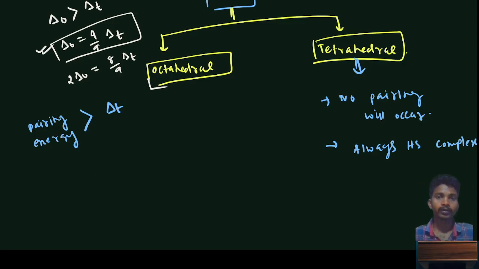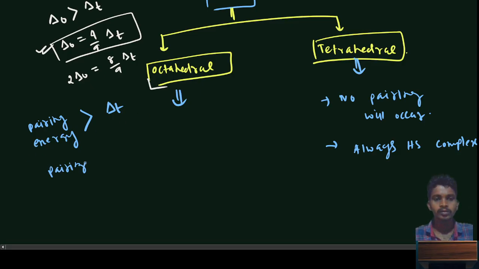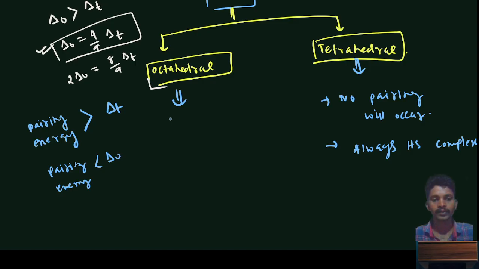And for the octahedral case, here the pairing energy is less than delta naught. So here the chance of pairing will happen. Here pairing occurs.